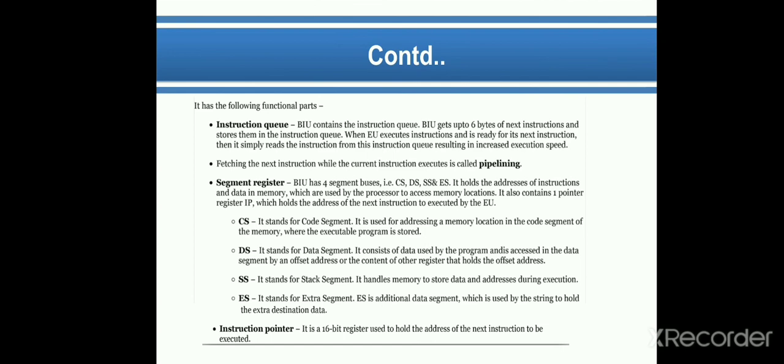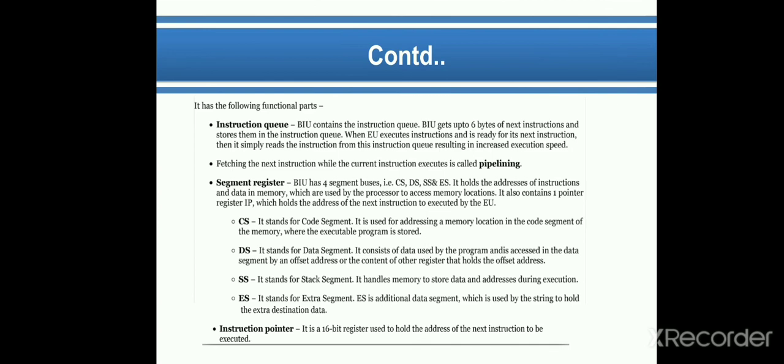Segment registers. The BIU has 4 segment registers: CS, DS, SS and ES. They hold the addresses of instructions and data in memory, which are used by the processor to access memory locations. It also contains one pointer register, IP, the instruction pointer, which holds the address of the next instruction to be executed by the EU. CS means code segment. It is used for addressing a memory location in the code segment of the memory where the executable program is stored.